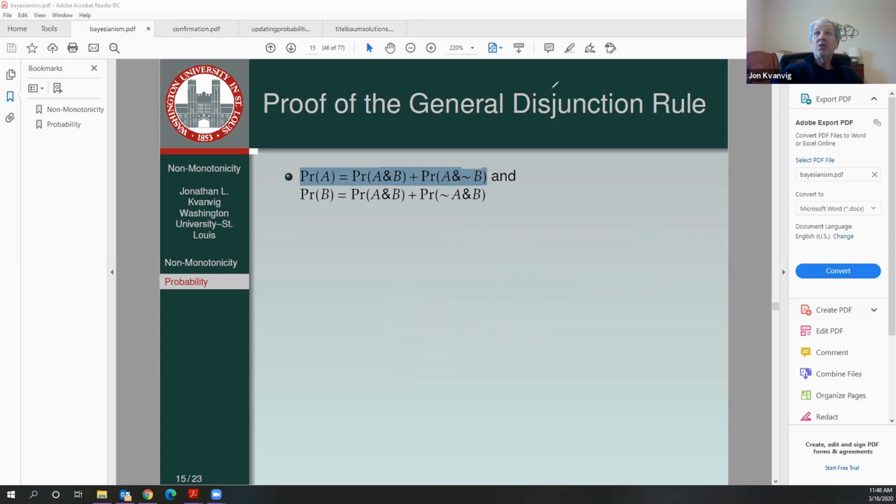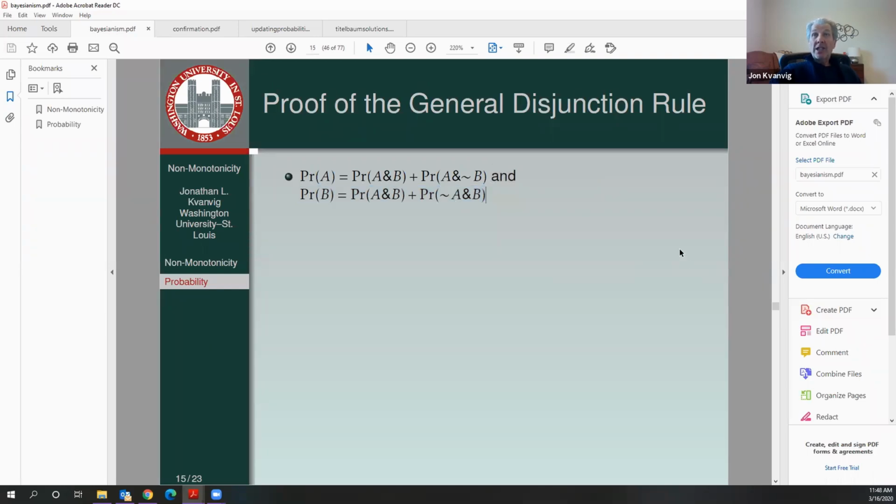The same is true for the second formula. The probability of B is the same as the sum of two probabilities where we partition the B space by first A and then not A.